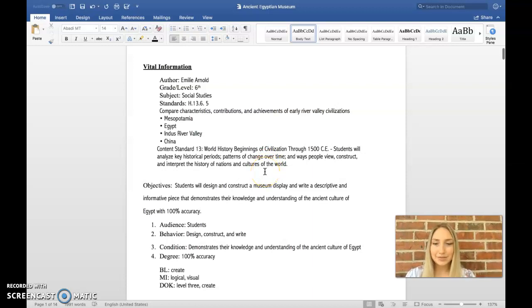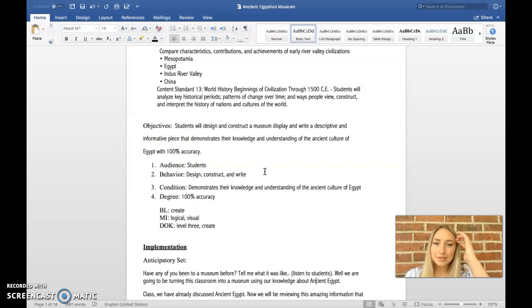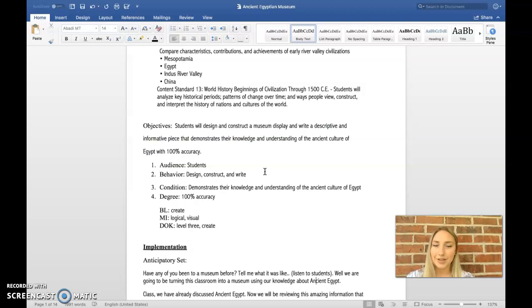So my objective is students will design and construct a museum display and write a descriptive and informative piece that demonstrates their knowledge and understanding of the ancient culture of Egypt with 100% accuracy.